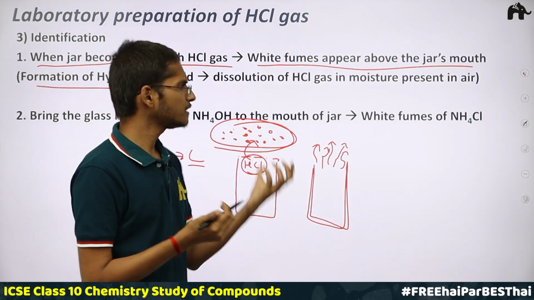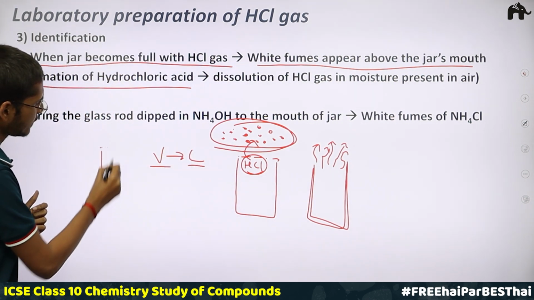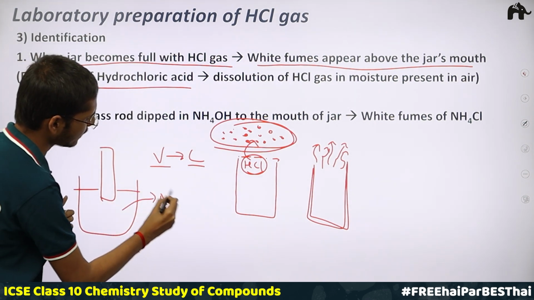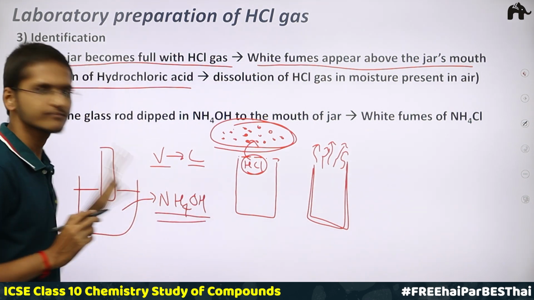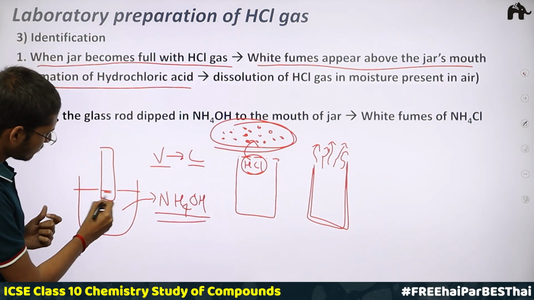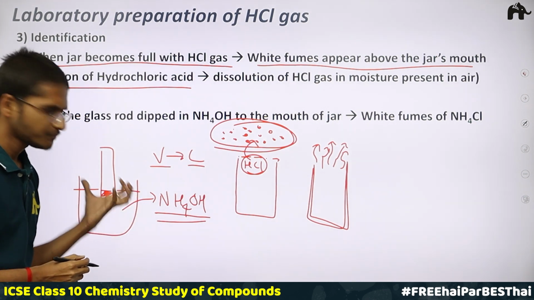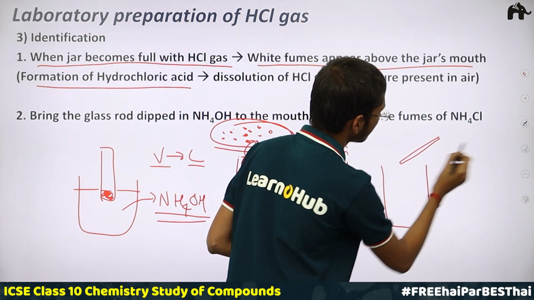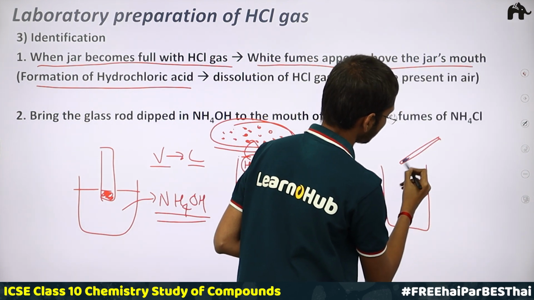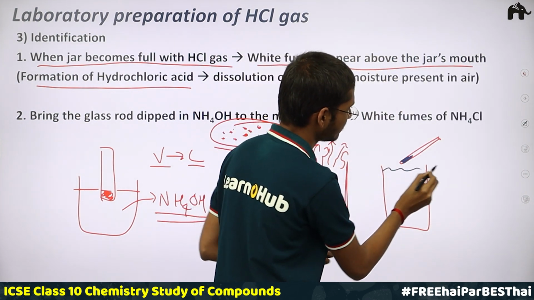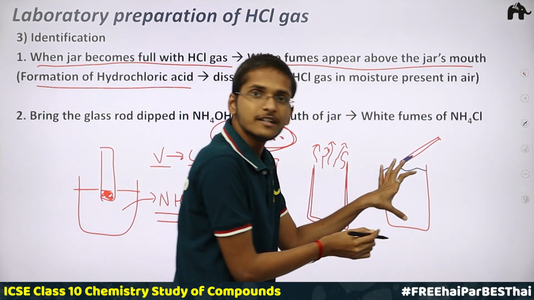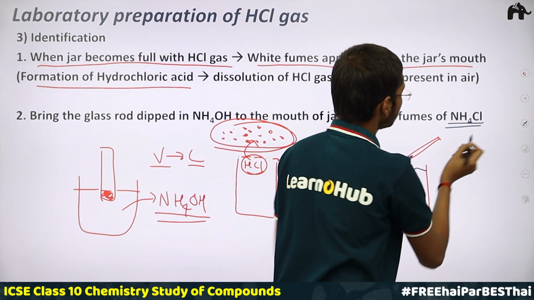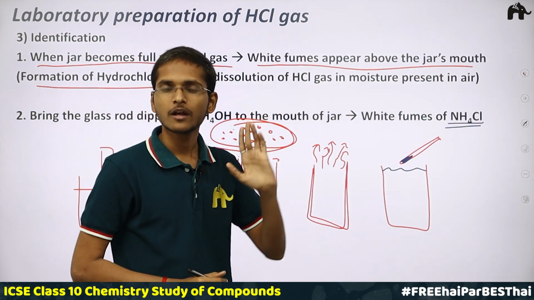Another test, which is very simple, is that we can take a glass rod and dip it in ammonium hydroxide. So the tip of the rod would have some ammonium hydroxide, and we take this towards the mouth of this jar. Now this jar is full with HCl gas. Once the ammonium hydroxide comes in contact with our HCl, ammonium chloride is formed, and you can observe white fumes of ammonium chloride. Very interesting reaction.